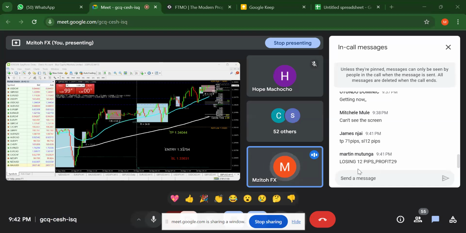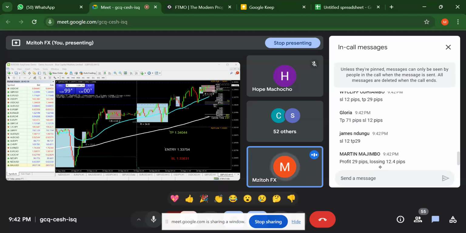Martin, you are losing... Hey, we have several answers here. SL 12 pips, TP 29. Losing 12, TP 29. James, TP 71, SL 12. Michelle can't see the screen. Somebody else cannot see the screen? How many are unable to see the screen? Then you are seeing the screen. Give me your answers. Majimbo: 29 and losing 12.4. Okay, Majimbo, I think here you got it right. Somebody else.